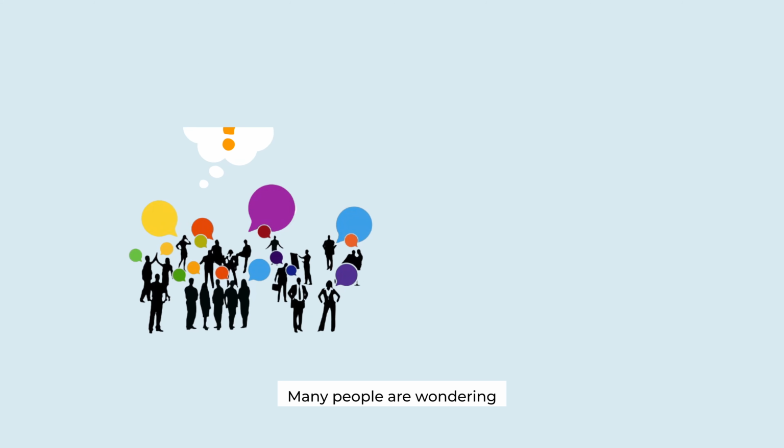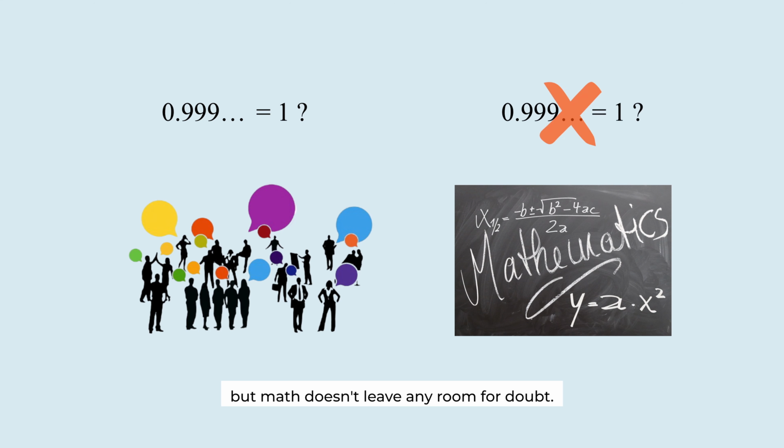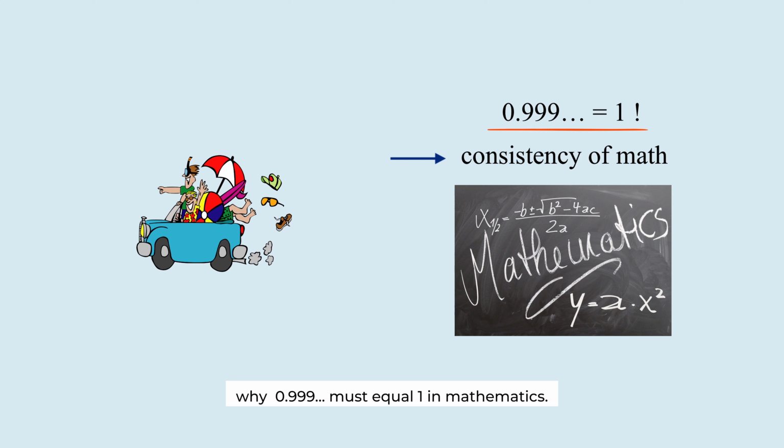Many people are wondering whether 0.9 repeating is equal to 1, but math doesn't leave any room for doubt. It outright proves 0.9 repeating equals 1, because this statement is crucial for the consistency of math itself. Let's explore why 0.9 repeating must equal 1 in mathematics.